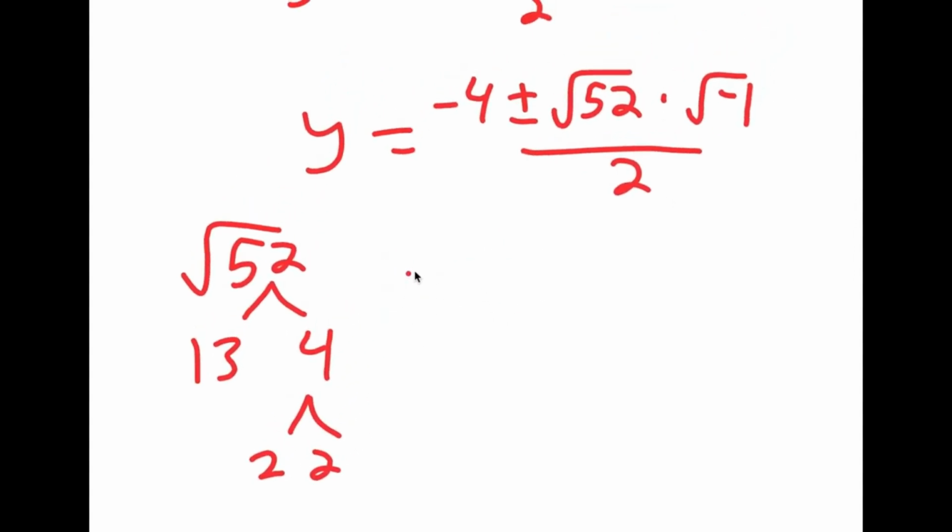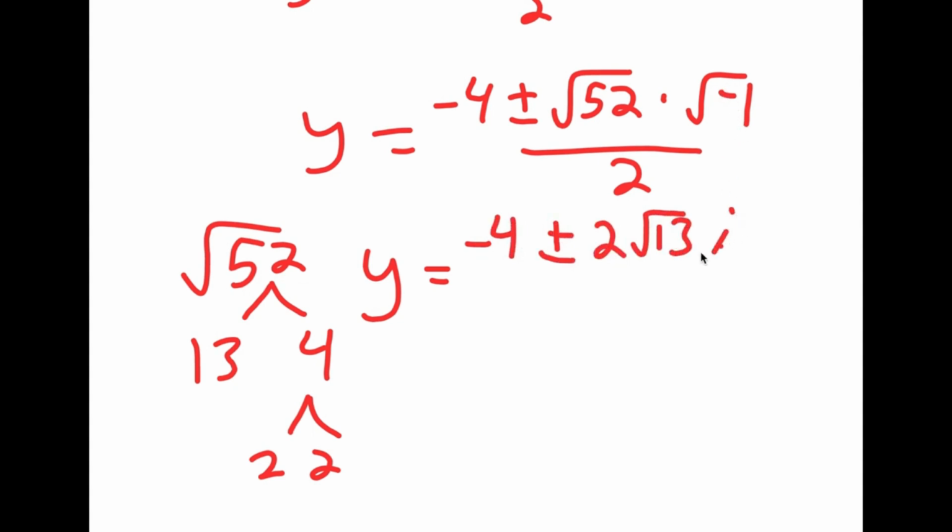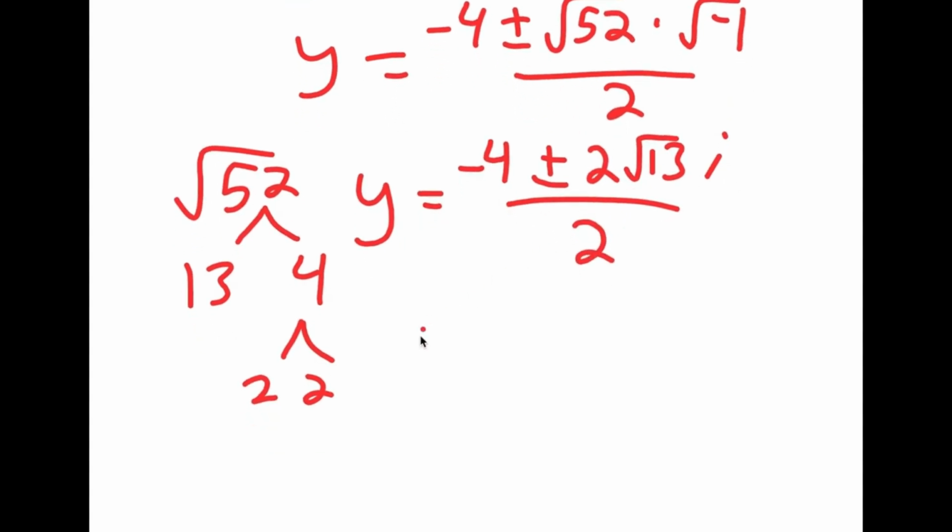So I get y is equal to negative 4 plus or minus 2 root 13 times the square root of negative 1, which is simply equal to i, over 2. Now if I divide both terms by 2, I get y equals negative 2 plus or minus the square root of 13i.